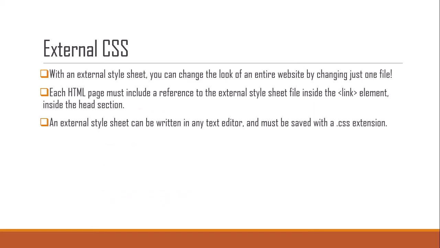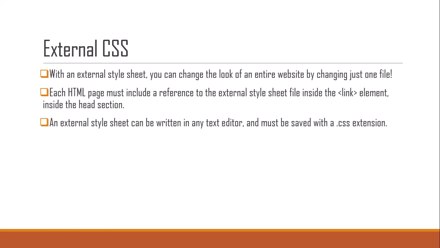The other style sheet type is external style sheet. With an external style sheet, you can change the look of the entire website by changing just one file. Imagine if you have hundreds of web pages, we can use one file to change all the style sheets. Each HTML page must include a reference to the external style sheet file inside of the link element inside the head section. So those 100 web pages should have a link, one line of code. We call it a link tag that should be applied inside of the head element of each web page.